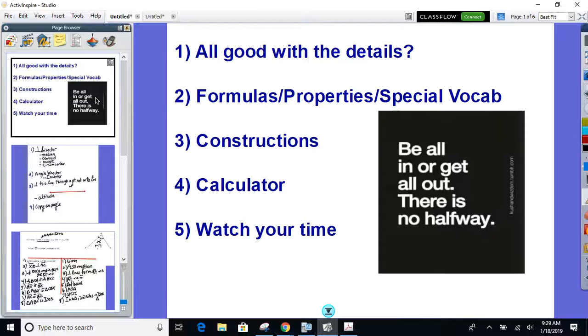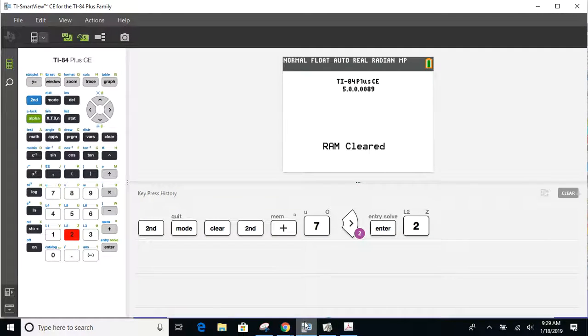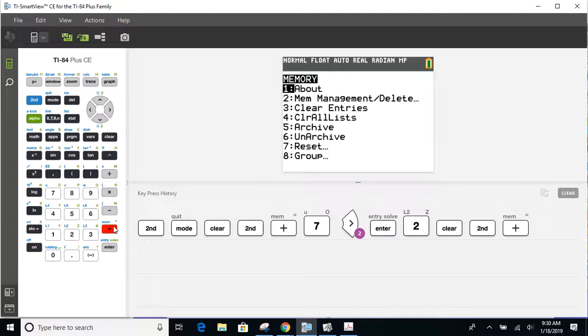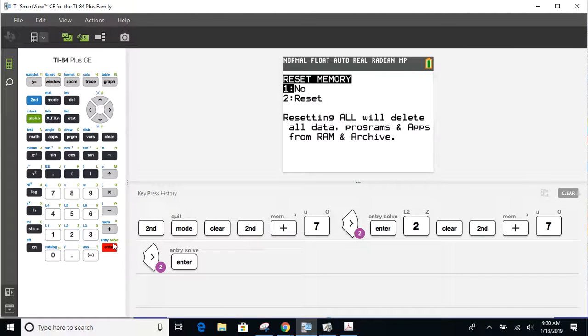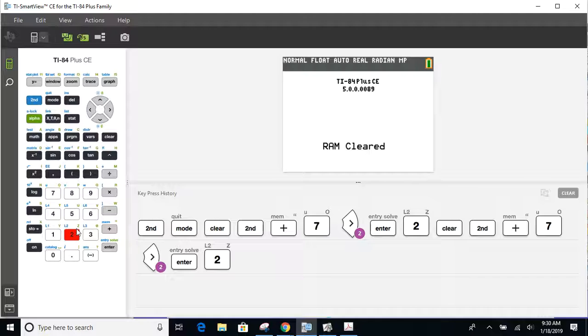Calculator, get them out. I'll give the announcement. Time to clear our calculators. Pretend I wasn't here yesterday. Second plus, reset, number 7, go over to all. Reset. And again, I need to see this screen, whether it says RAM cleared or mem cleared. I need to see that screen because I'm going to be flying up and down those rows looking at all your calculators real quick.